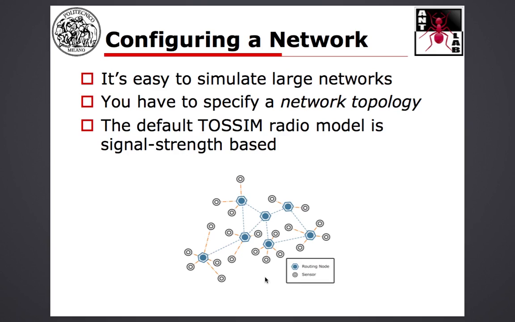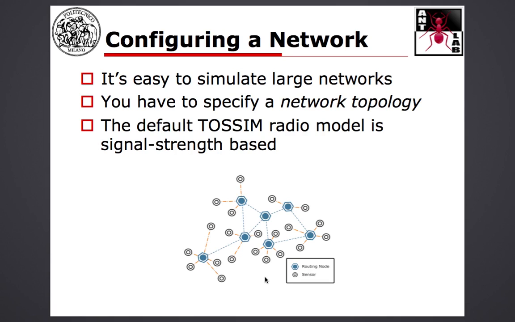Okay? And that basically gives you a broad range of scenarios, like what happens when the link between two nodes is very good, what happens when it's very weak, and so on and so forth. We will see how to create, of course, a network topology.